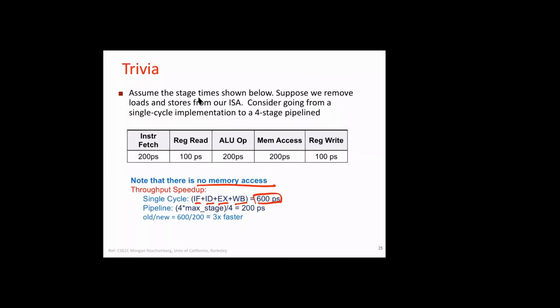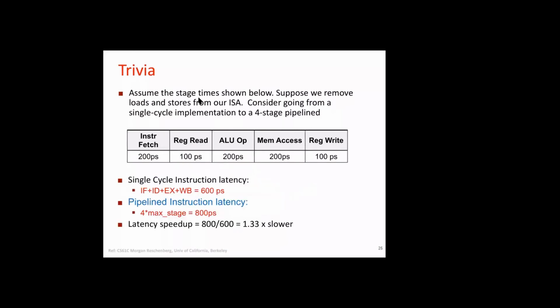Now, even now there is an imbalance, because the ALU operation is going to take 200 picoseconds and register read is taking 100 picoseconds. So the clock cycle is 200 picoseconds. Because of this, when the pipeline is full, each instruction will come out every 200 picoseconds. So the speedup is 3x. That's the answer.